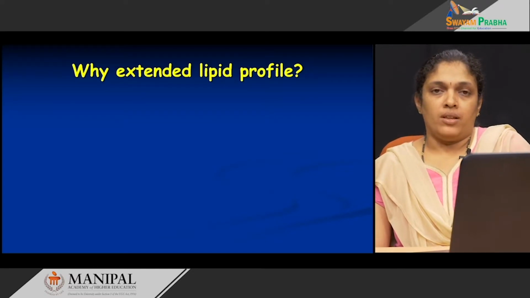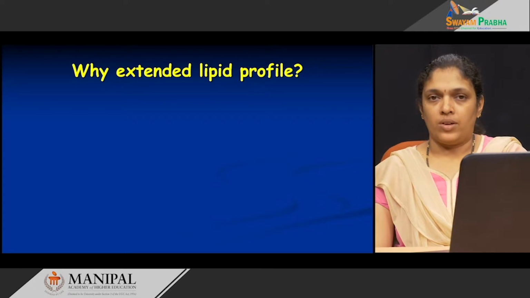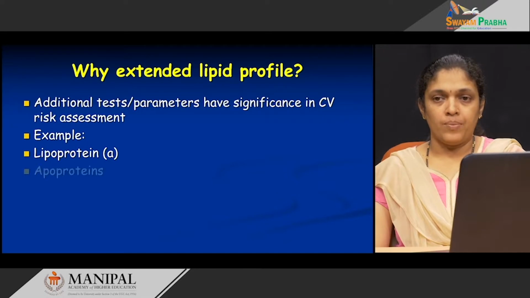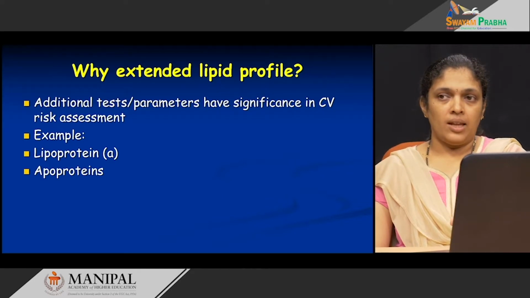Now, when we have a lipid profile, why do we need to do an extended lipid profile? We need an extended lipid profile because these are additional tests or parameters, and when their levels are elevated, they are of more significance for us to assess the risk of having cardiovascular disease. These additional tests could include lipoprotein A, or apolipoproteins, or many more tests apart from these two. So, when we say we have an extended lipid profile, it includes the lipid profile as I have mentioned earlier. In addition to it, you have other lipids, for example lipoprotein A and apolipoproteins.